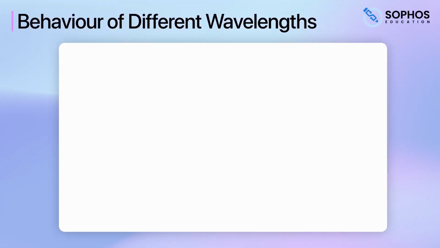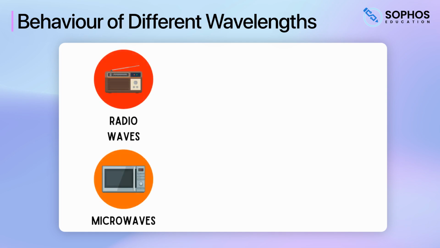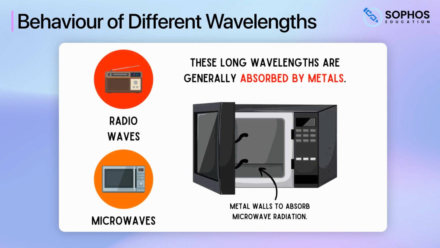Now let's examine how different wavelengths of electromagnetic waves interact with materials, specifically focusing on thin metals. Starting with radio waves and microwaves, these long wavelength waves are generally absorbed by metals. That's why microwave ovens use metal walls to contain microwave radiation inside the cooking chamber.